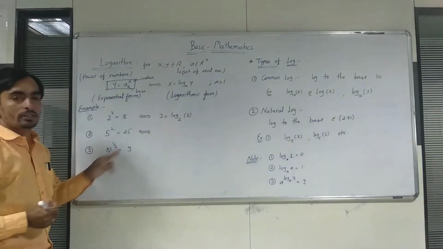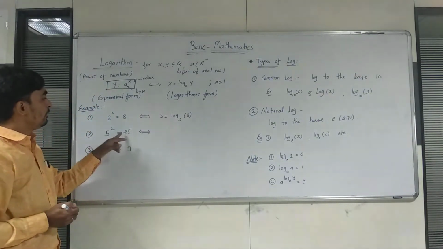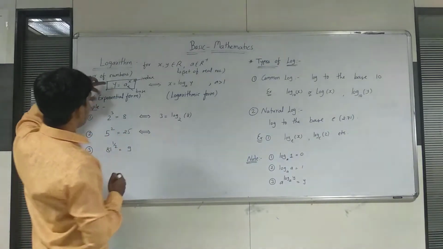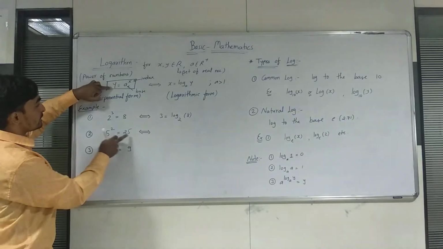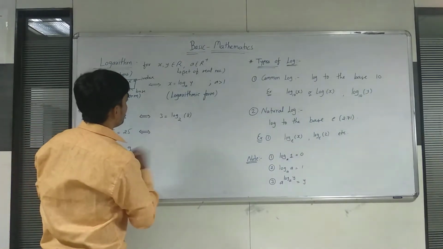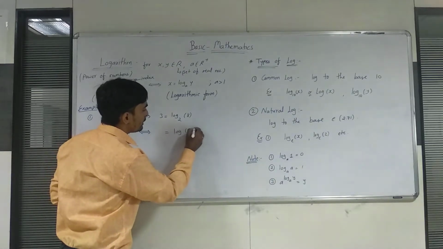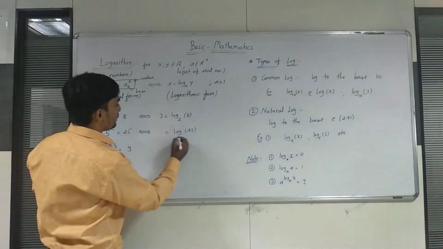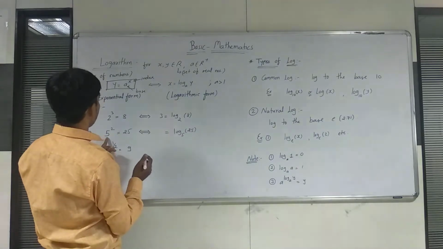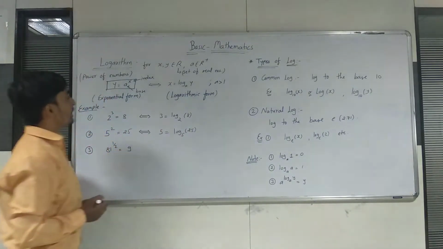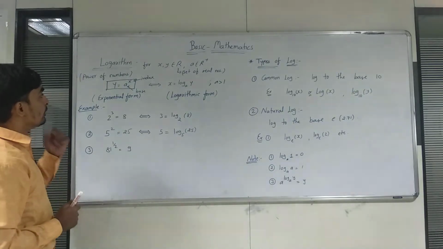5 raised to 2, it is 25. 5 into 5, 25. How can we write it as x? So again compare with this one. y is equal to 25. So it is log of 25 at base 5. Answer is 2.